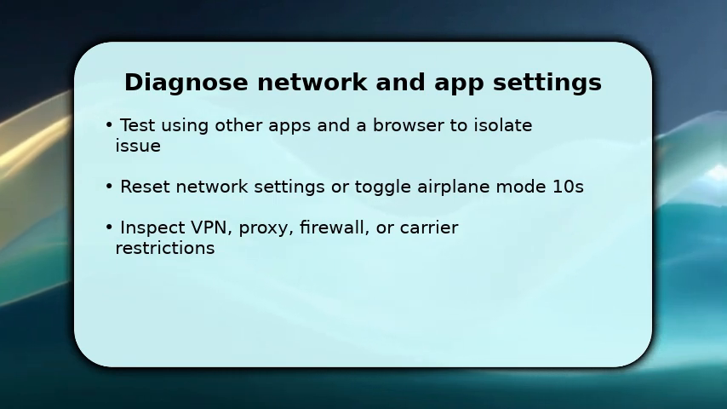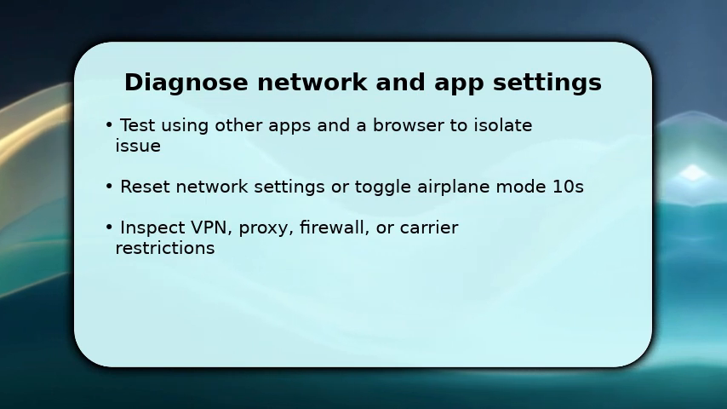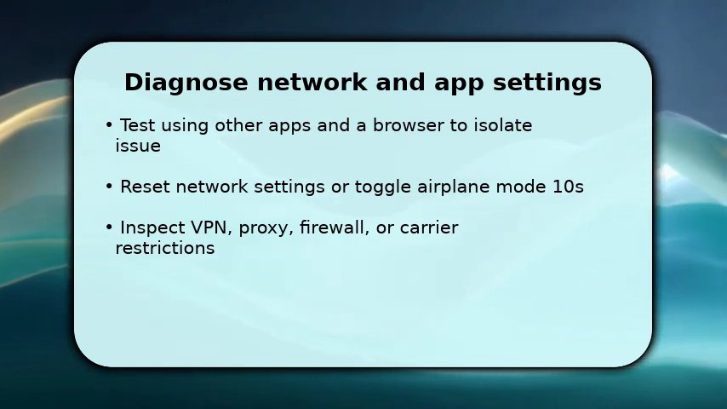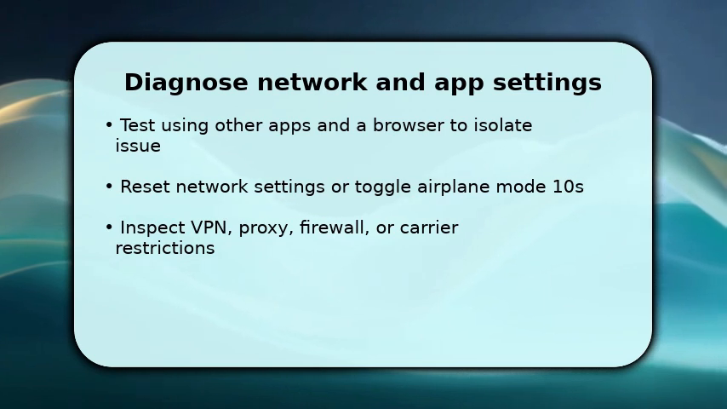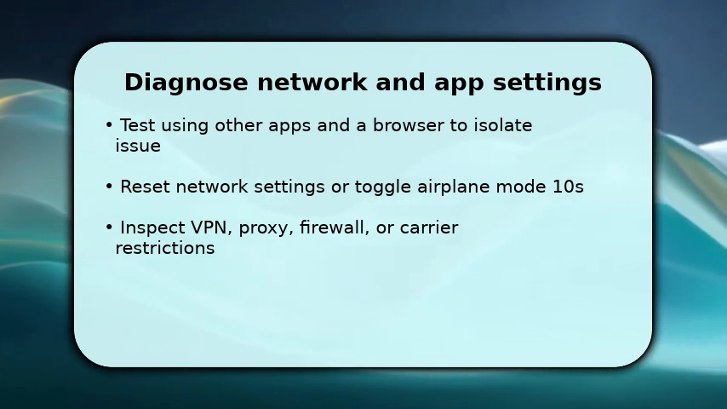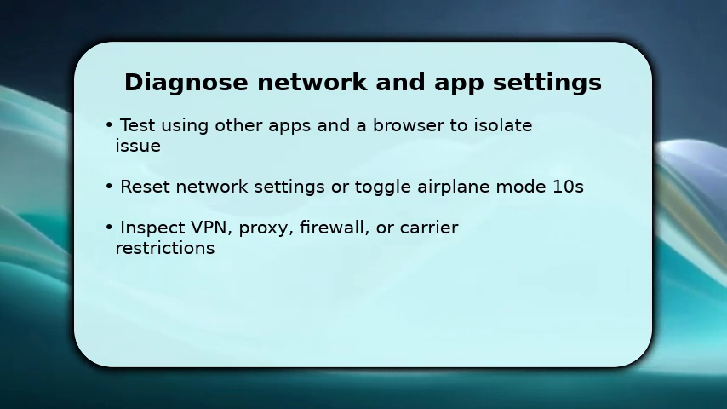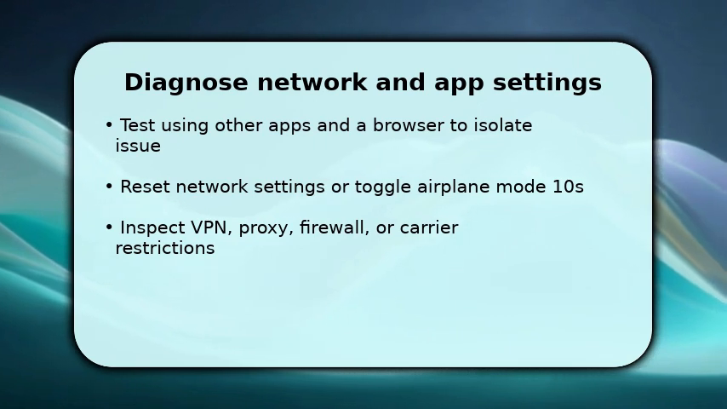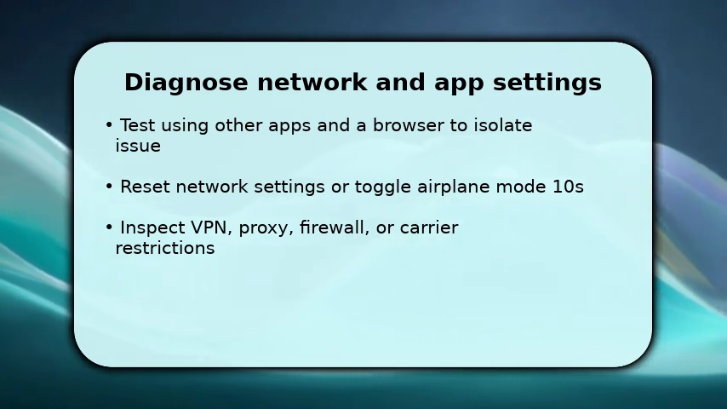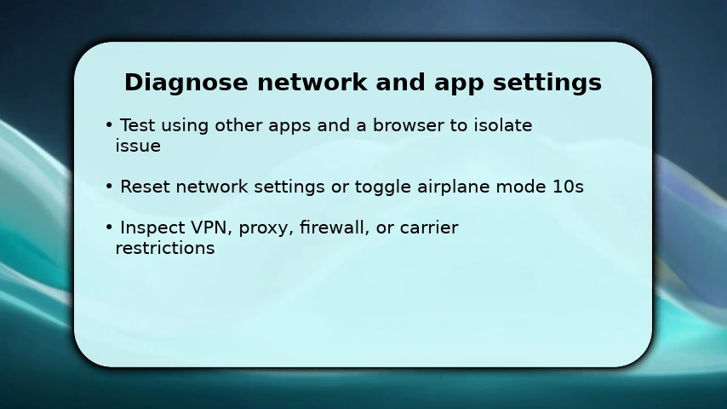If all network traffic fails, toggle airplane mode for 10 seconds or perform a network settings reset to restore default routers and DNS. Also, disable VPNs, proxies, or firewall apps temporarily. These often intercept sockets and cause network access is denied at the socket or permission layer.